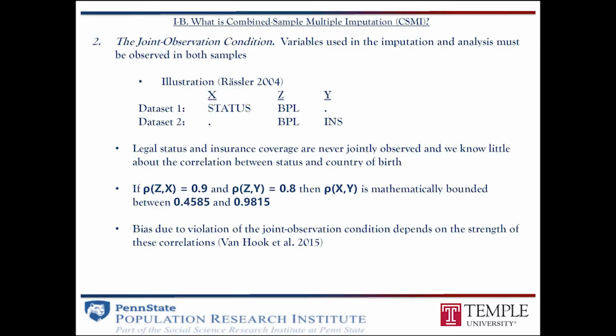A second fundamental condition that must be met for combined sample multiple imputation is the joint observation condition. Variables used in the imputation and analysis must be observed in both samples. Failing to have jointly observed variables can lead to serious problems. This is the problem that prevents us from seeing paradoxes in our data.